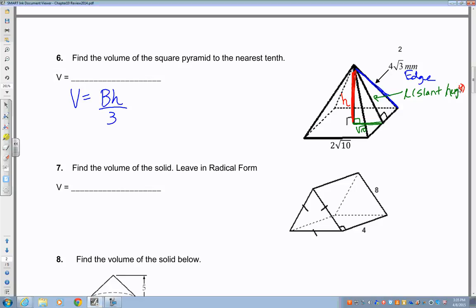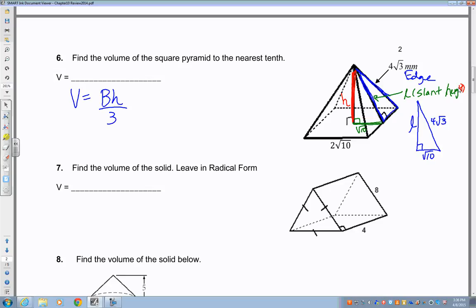Okay, so if you use this triangle here, this is my edge, which was 4 root 3. This is my slant height, which is the perpendicular height of the face. And I can come up with the short leg because it's root 10. So you're going to use the Pythagorean theorem to find the slant height, and then plug it in to find the height of the pyramid. It's a radical answer or a crazy decimal. I prefer the radical. Okay?